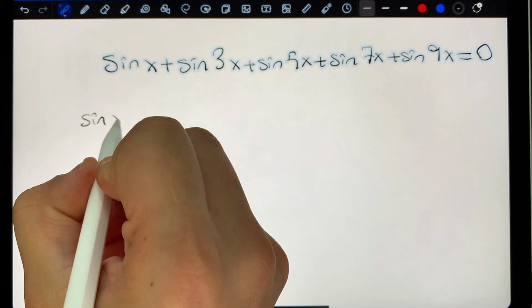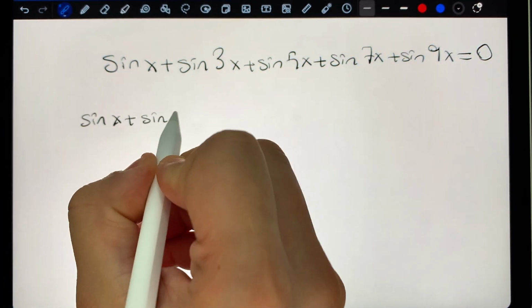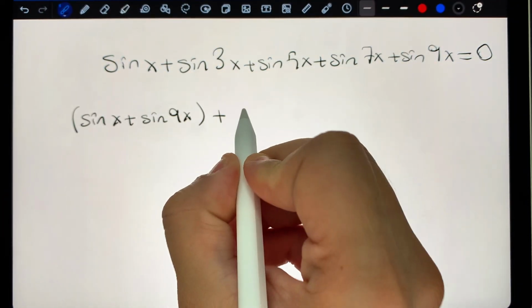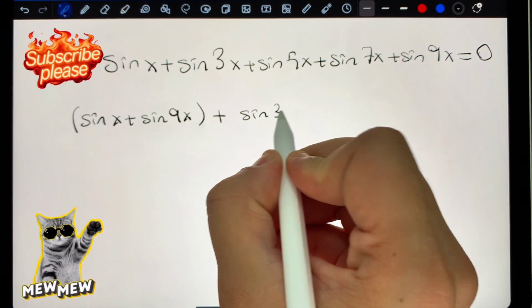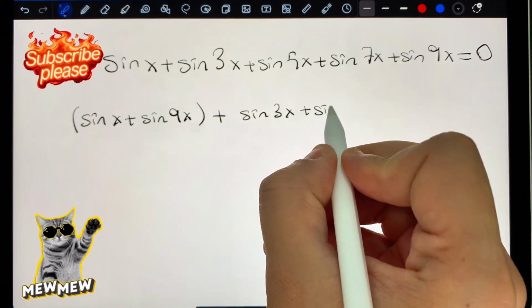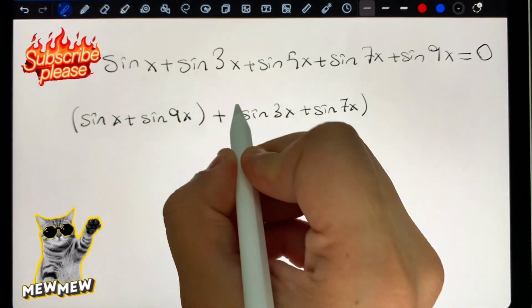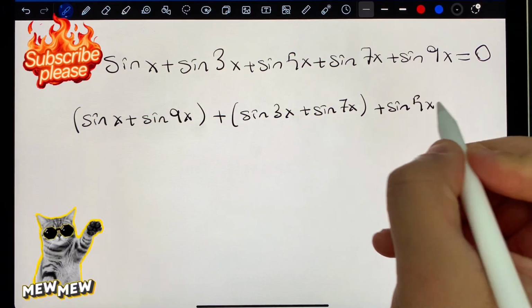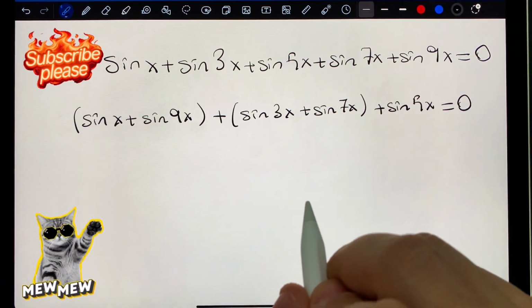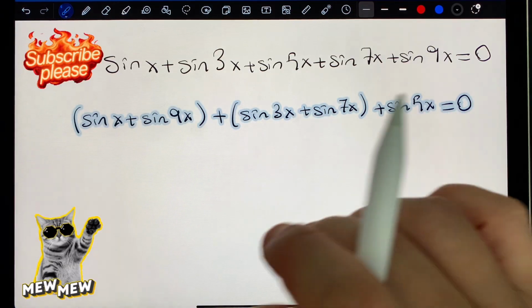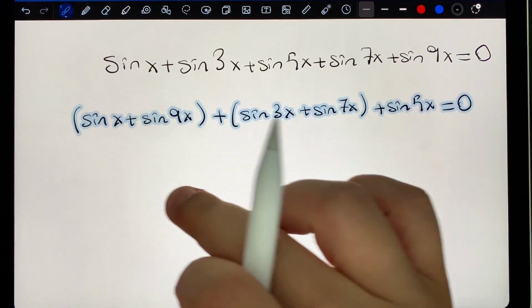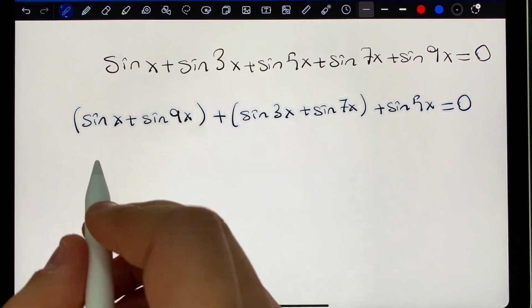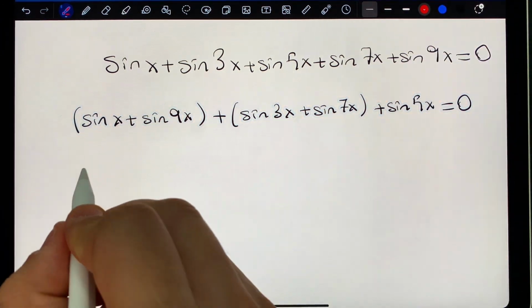Sine x plus sine 9x in brackets, plus sine 3x plus sine 7x in brackets again. And finally, what am I writing here? I say sine of 5x is equal to 0. Now, why did I do this? I will use one identity here. What is this identity? Let's remember it immediately.